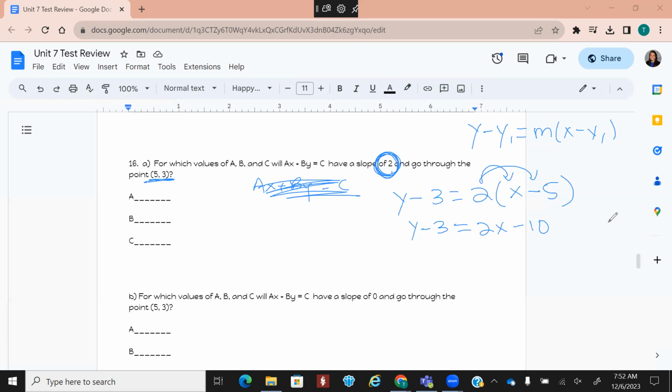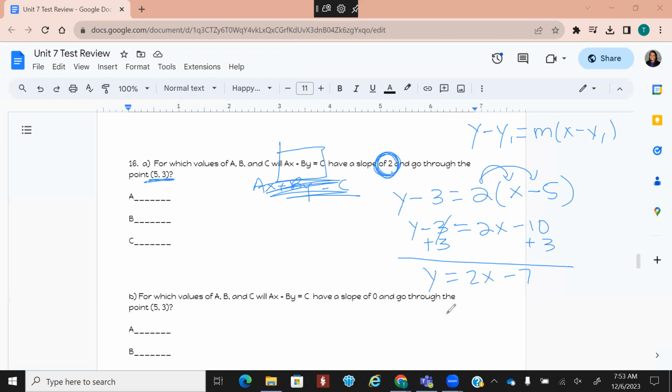You just plug in and multiply. Okay, so now we want it to be written like this. So this means that we need to get the x on this side, this number on that side. So we're just needing to rearrange it basically. So we're going to add this 3. And that's going to give me y equals 2x minus 7.